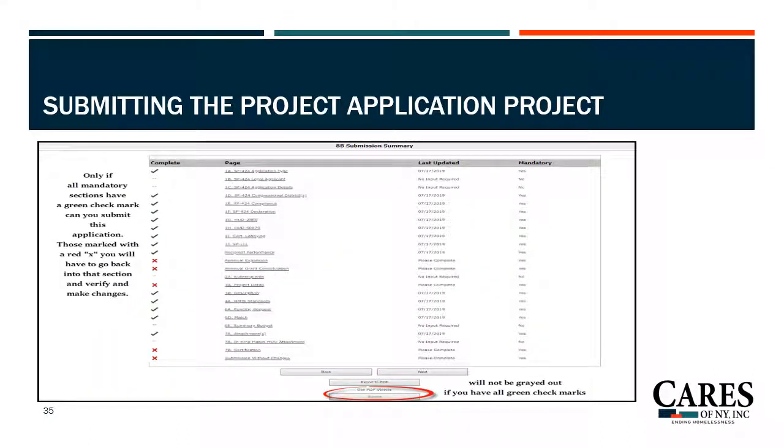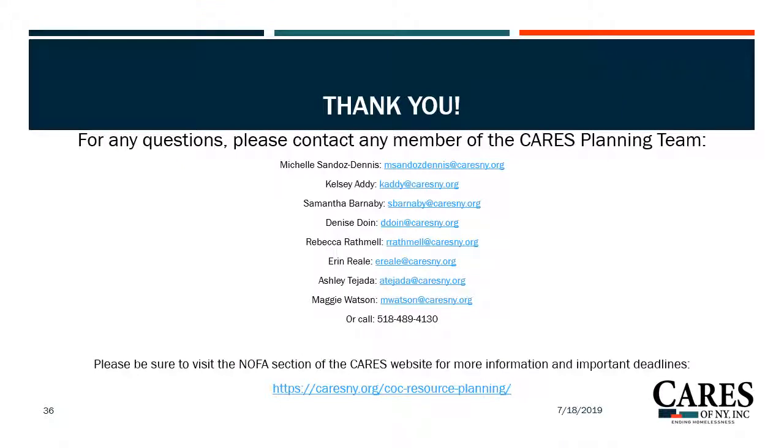After you've completed all parts of the application, you will see this screen, Submission Summary. Like before, only if all mandatory sections have a green check mark can you submit this application. Those marked with a red X, you'll have to go back into that section and verify and make any necessary changes. And there is the process for submitting a renewal application in eSnaps in a nutshell.